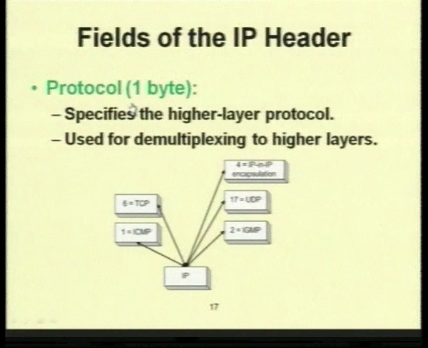The next field is the protocol field. This is a 1 byte field which specifies the higher layer protocol, and it is used for demultiplexing to the higher layers. That is, when an IP packet is received, you need to know whether that packet needs to be sent to the UDP protocol, TCP protocol, ICMP protocol, IGMP protocol, or whichever protocol. You have different numbers here which identify the protocol to which the IP packet is to be delivered.